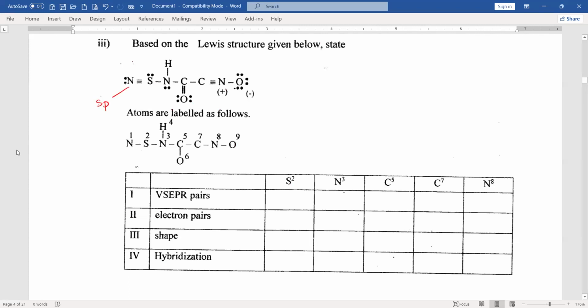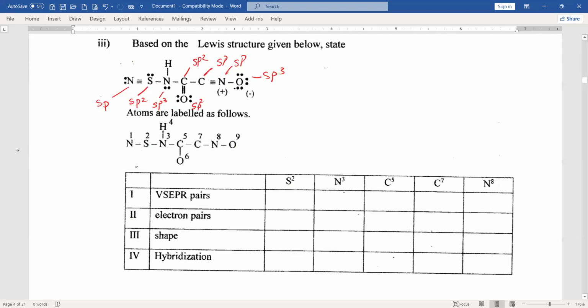Here, 1 sigma bond in the triple bond, another sigma bond here, and a lone pair. That means it is sp2. Here, sp3 because of 4 repulsive groups. This carbon, sp2, oxygen also sp2. This carbon is sp, this nitrogen is sp, this is sp3.